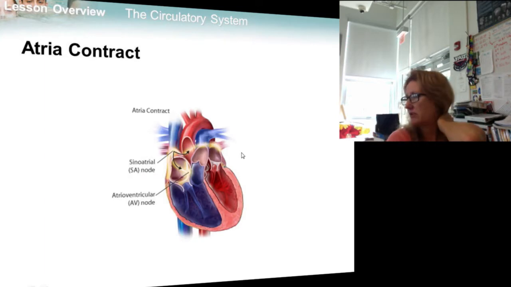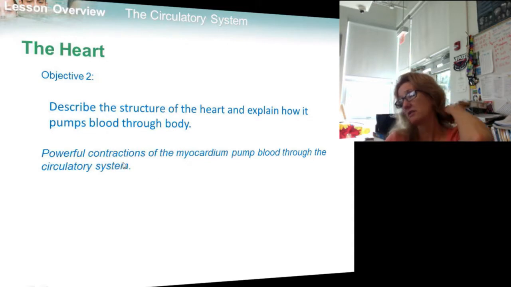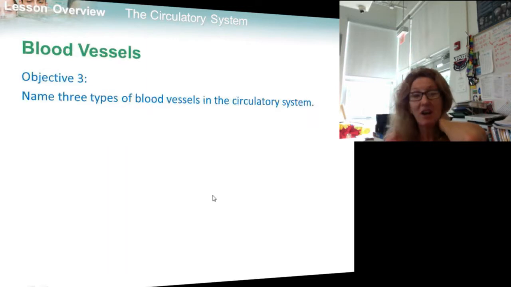Oh, I should have put that picture in there for you guys. So let's move on to objective 2. Describe the structure of the heart and explain how it pumps blood through the body. Powerful contractions of the myocardium pump blood through the circulatory system. Moving on to objective 3: name 3 types of blood vessels in the circulatory system.